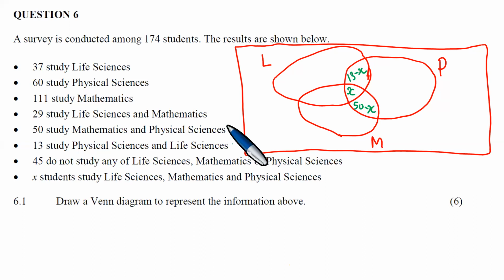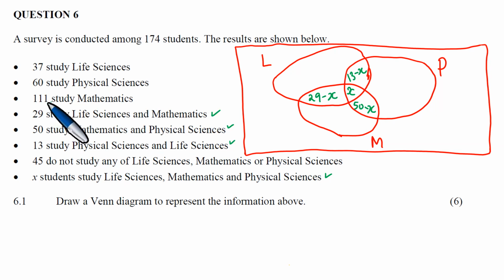We're done with this. We're done with the 13. So we shall look at the 45. We're done with the X. 29 study life sciences and math. Okay. Life sciences and math, there must be 29. So it means you already have X here. These ones are 29 minus X. Because when you add the 29 minus X and this one, they give you 29.